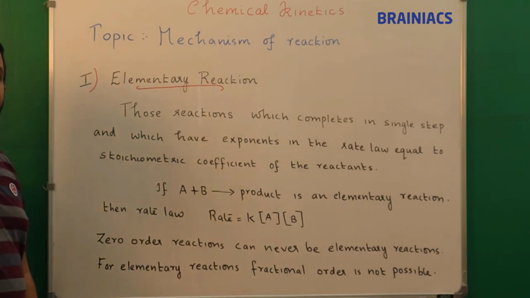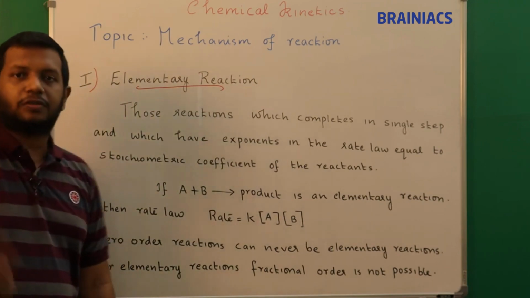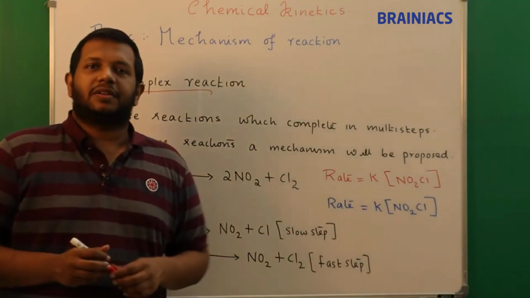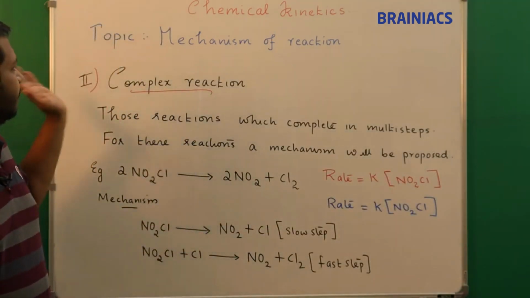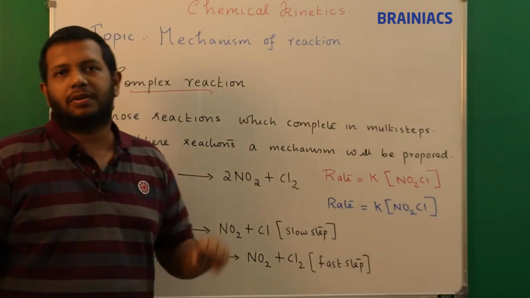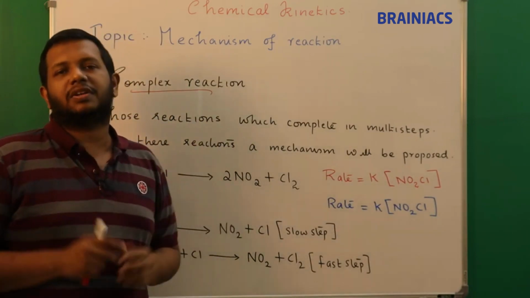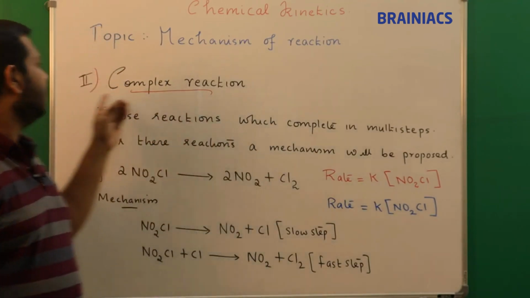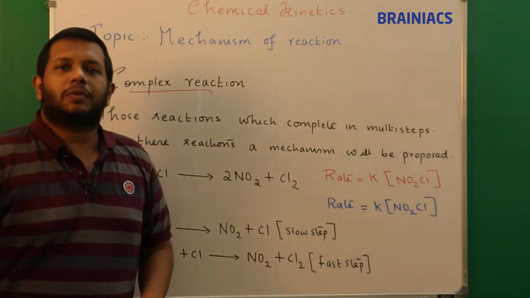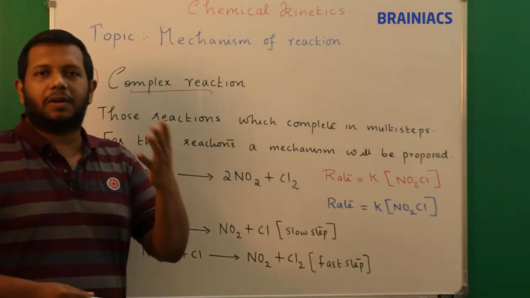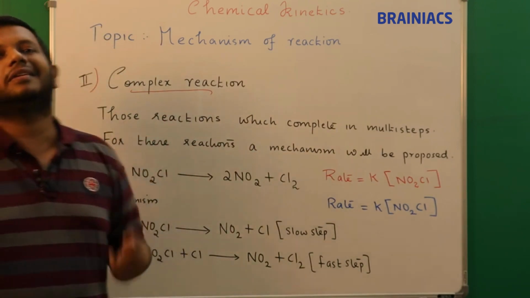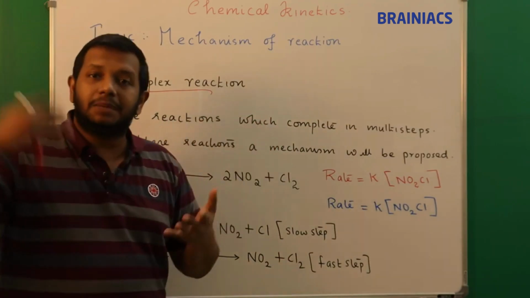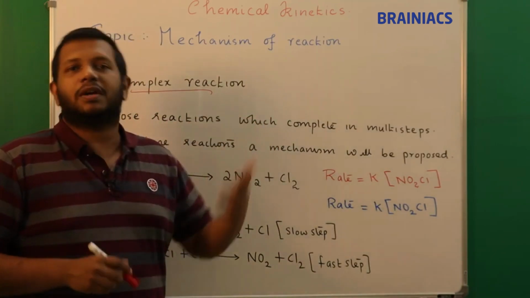We will see in detail the derivations for zero order and first order, then you will get a clear idea. Hi dear students. Next we are trying to learn the second type of mechanism. In the first we told that the mechanism of a reaction can be of two types: one was the elementary reaction and the next one is the complex reaction. From the term itself you could understand that complex means something not happening in a single step, correct? So I can say those reactions which happen in multiple steps are called complex reactions.